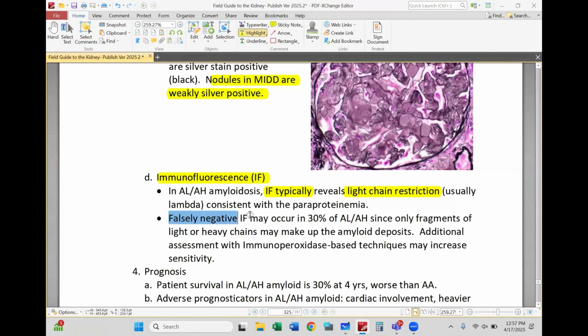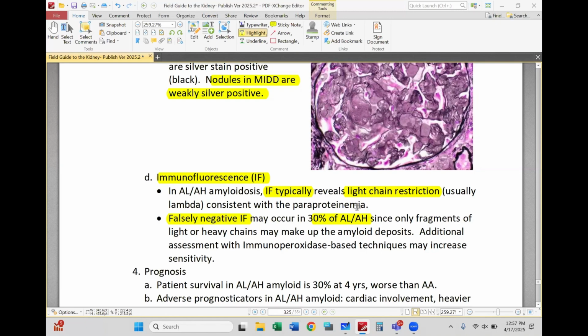Now, there can be a negative IF, however, and it's not rare to see negative IF because these amyloid proteins with their abnormal conformation are not able to be recognized, in some cases, by the standard immunofluorescent antibody.